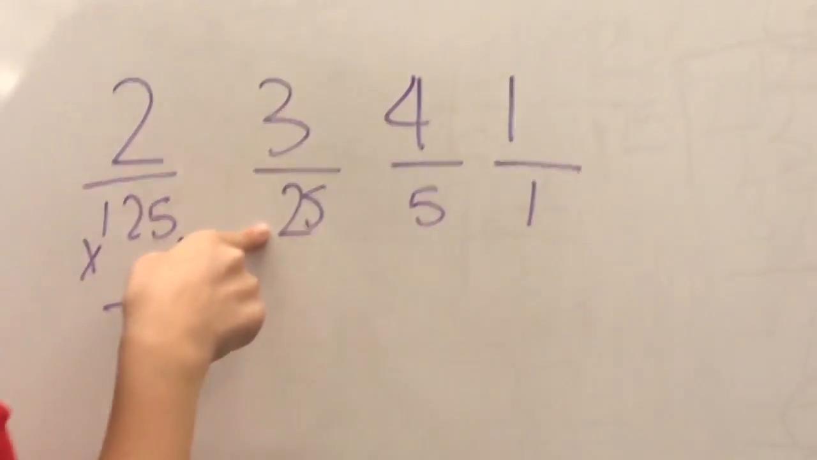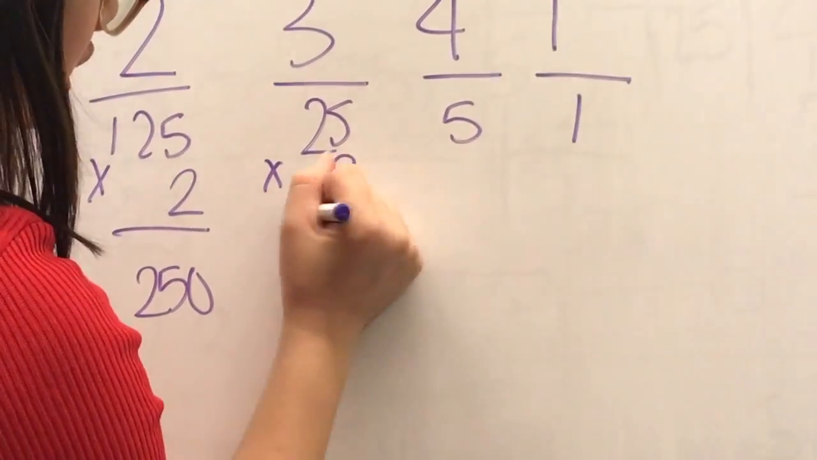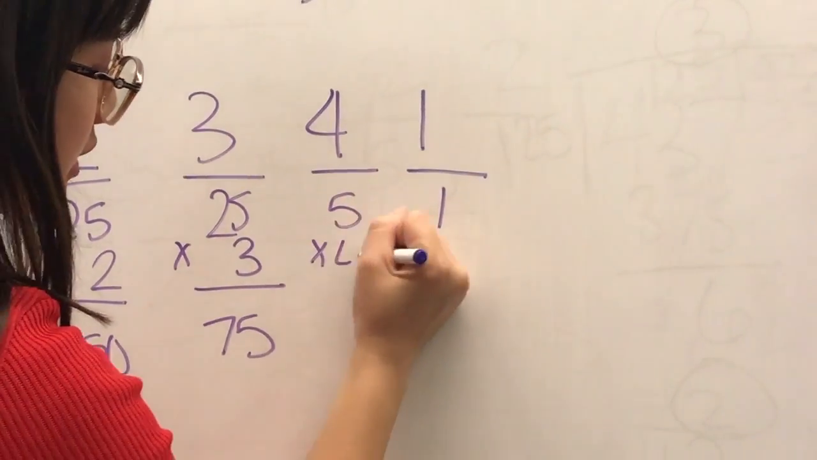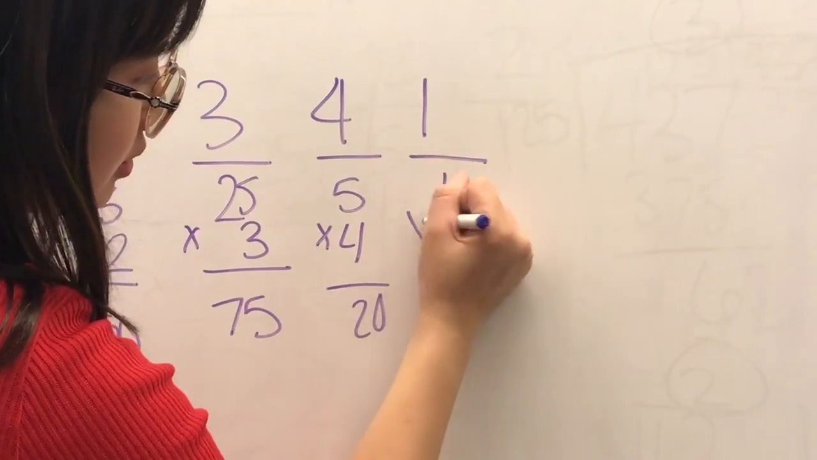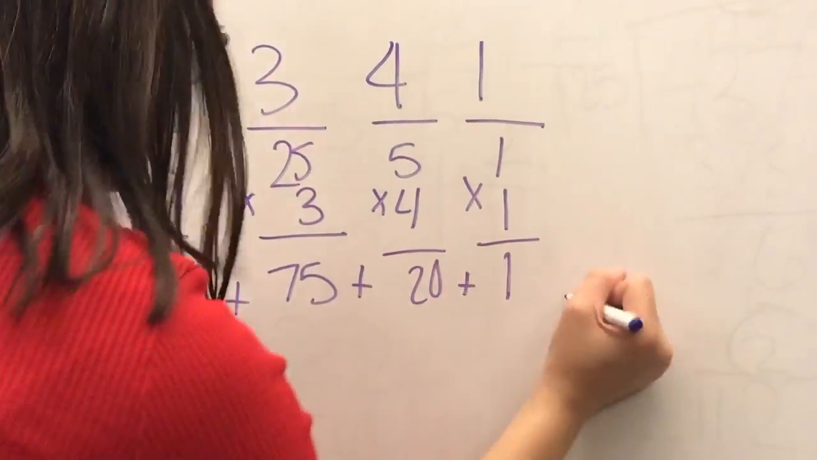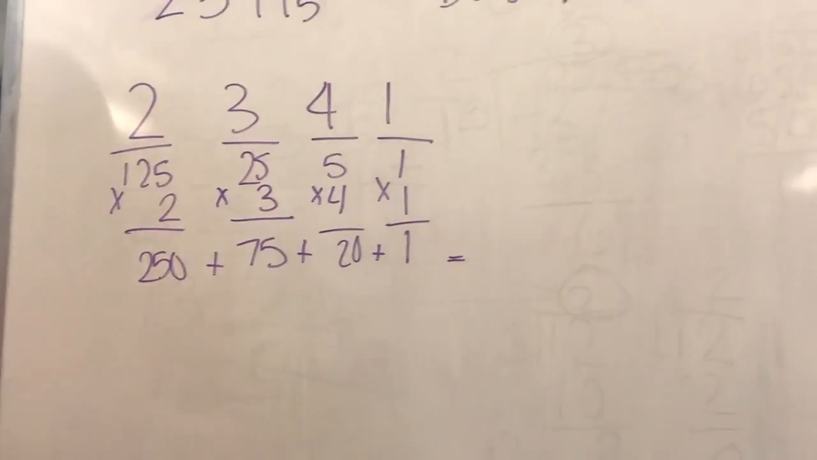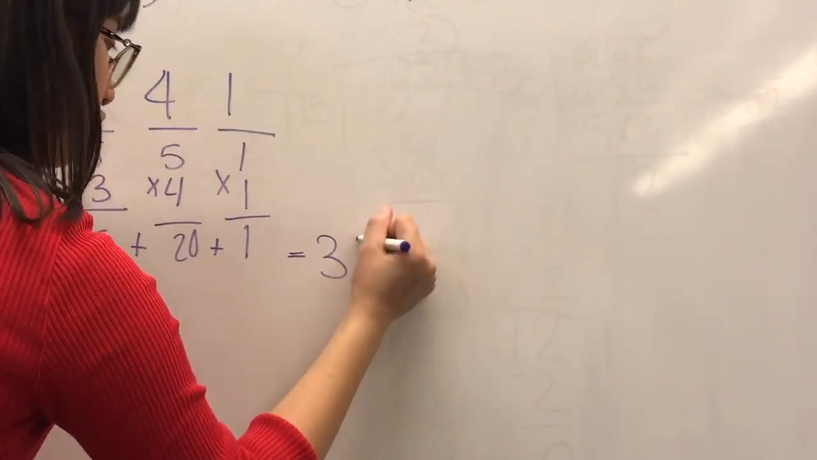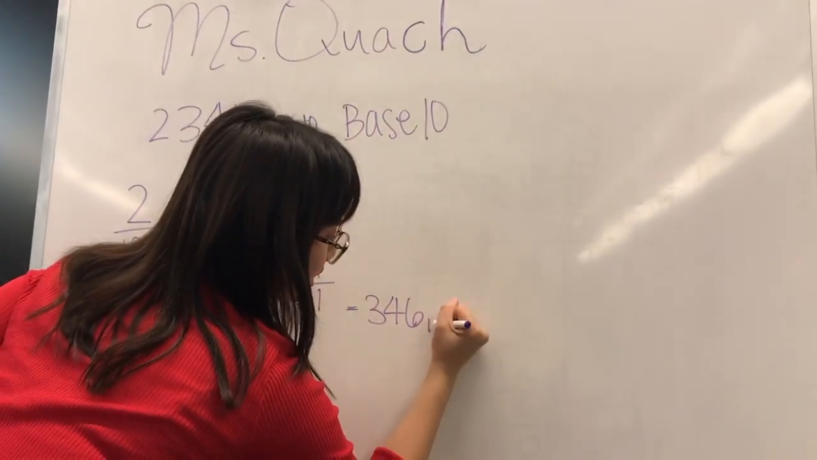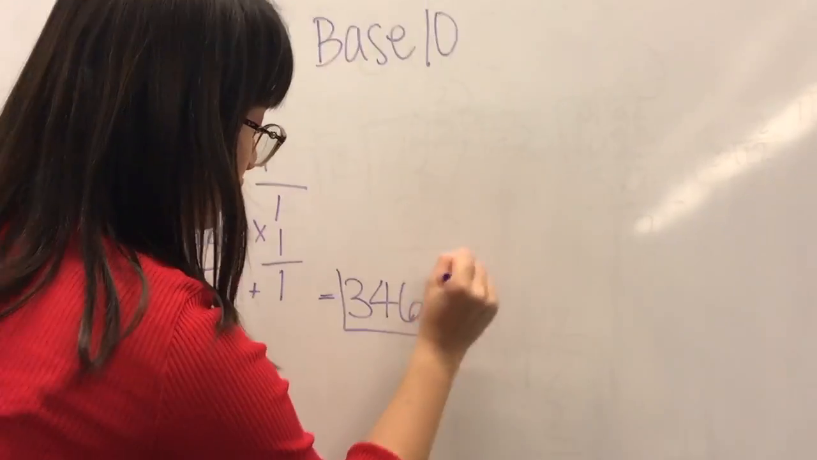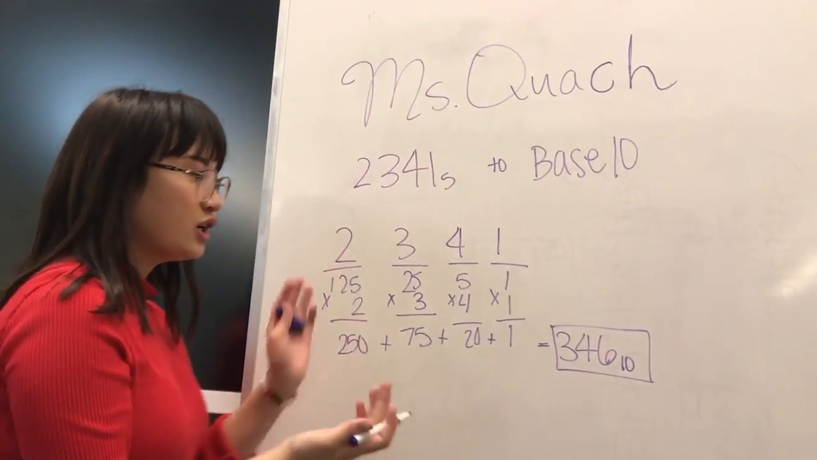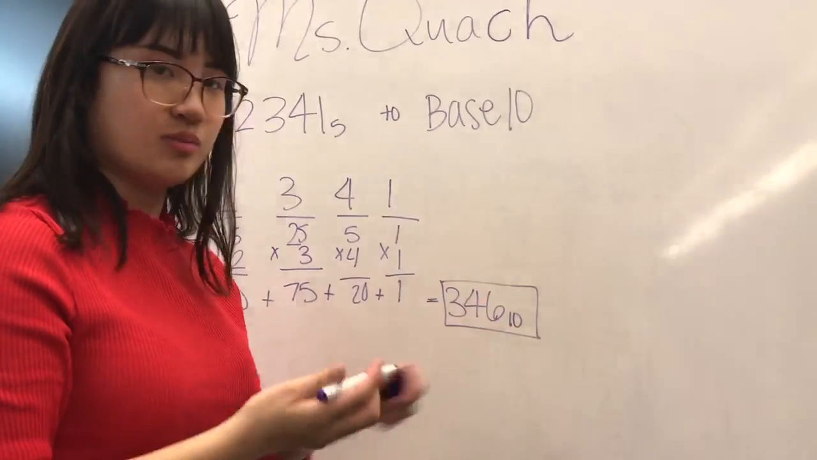And you're going to multiply 25 by 3, and that's going to be 75. You're going to multiply 4 by 5. That's going to be 20, and you're going to do 1 times 1, and that's going to be 1. And now we're going to add all these numbers up together. So that's going to be 346, and now all you have to do is bring down the base. So it's base 10. So you just converted 2341 with the base of 5 to 346 with a base of 10.